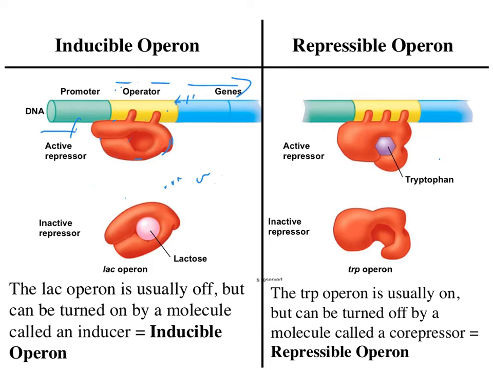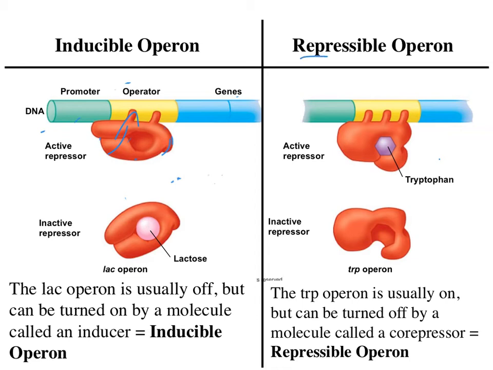And a good example of this is the lac operon. I'll explain what the lac operon is in a little bit more detail in just a second. But it's inducible because the repressor is actually created in the form to attach directly to this operator and keep the gene off, okay? And this repressor is only going to come off that operator when lactose is present. So that's an inducible operon.